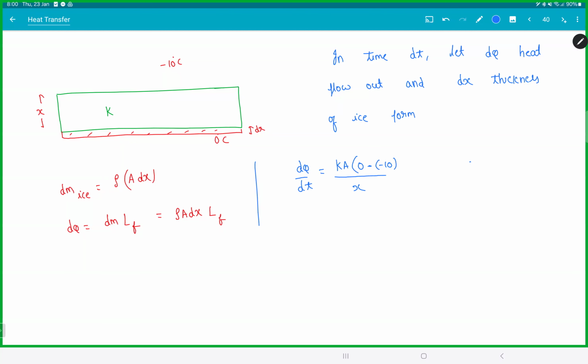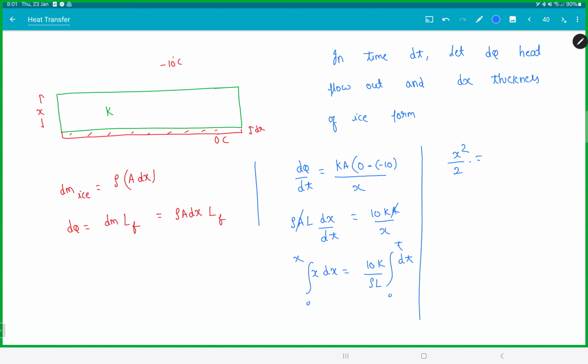The thicker the ice, the more difficult for the heat to flow. So this is rho A L dx by dt. This is 10 KA by x. A cancels. We get x dx is equal to 10k by rho L dt. Integrate this, 0 to x, 0 to t. We end up with x square by 2 is equal to 10k times t by rho L.